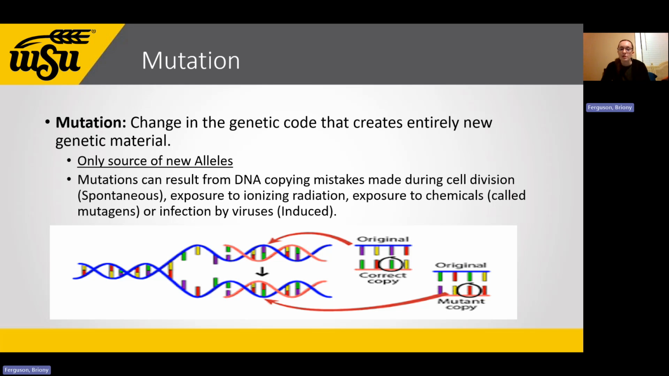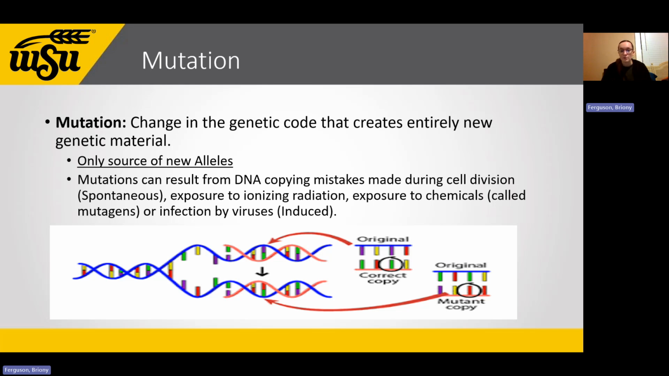So mutations are changes in the genetic code that creates entirely new genetic material. This is really, really important because mutation is the only driver of evolution that creates a new source of alleles. Mutations can be caused by multiple things. They can be spontaneous mutations, unplanned, unpreventable really, they just happen. Typically, these are going to be DNA copying mistakes made during cell division.